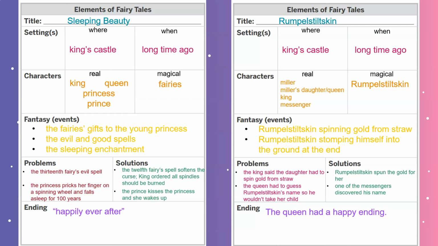For Sleeping Beauty, fairies were the magical characters. And for Rumpelstiltskin, the magical character was Rumpelstiltskin. What problems did the characters face? One of the problems that the characters faced in Sleeping Beauty was the 13th fairy's curse. And then in Rumpelstiltskin, one of the problems that the queen faced was she had to guess Rumpelstiltskin's name so he wouldn't take her child. How did these stories end? Well, things turned out pretty well for the main characters, so we can say that the fairy tales ended happily ever after.